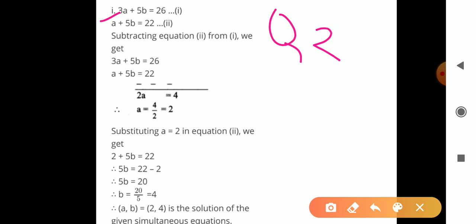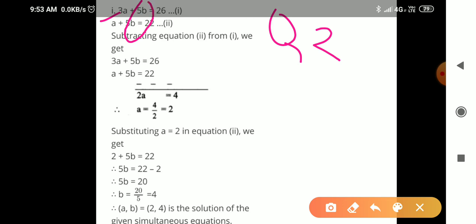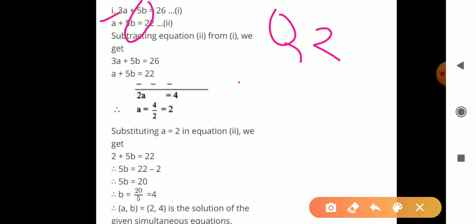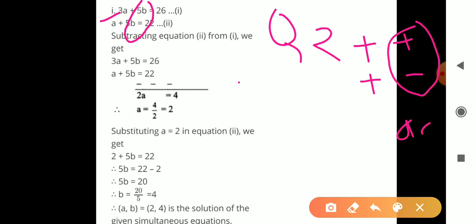Here we can see the coefficient of variable b is again the same in both equations, that is 5, but here the signs are also the same, plus and plus. In the first example we saw the coefficient of y was the same but the signs were different. In the first equation the sign was plus and in the second equation the sign was minus, so we made an addition there because of the opposite signs, but here the signs are the same.